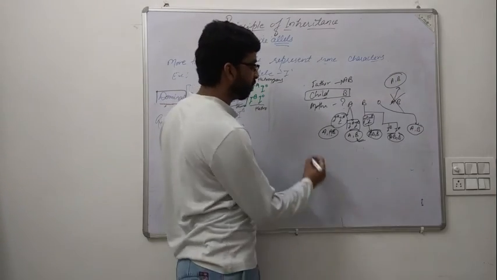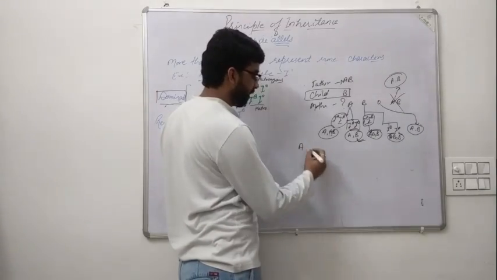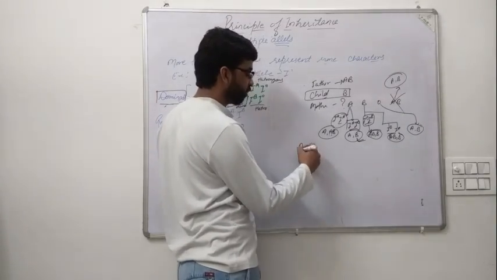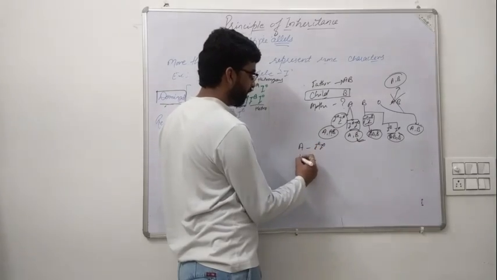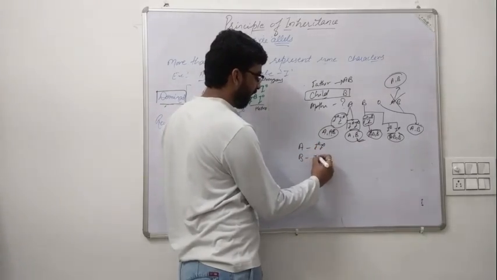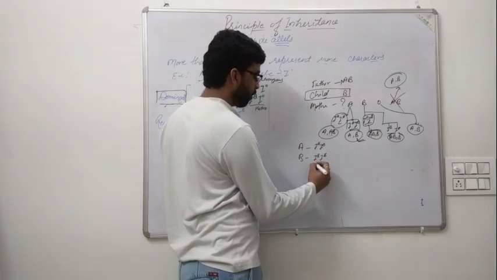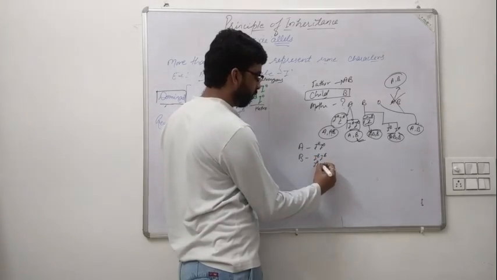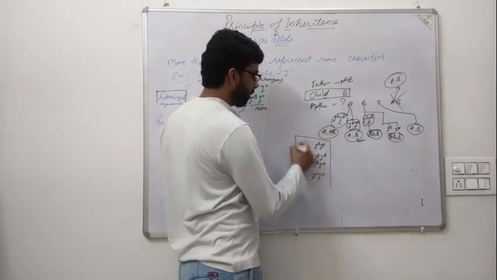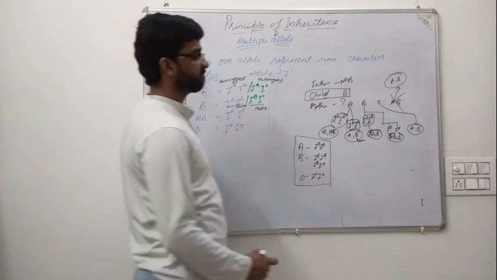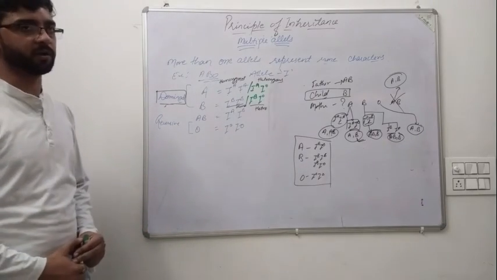Chances of the mother's blood group: either the mother has blood group A, it should be A with allelic composition IAIO, it should be B with IBIB or IBIO, it should be O with IOIO. In these three, the mother has one of them as blood group here.